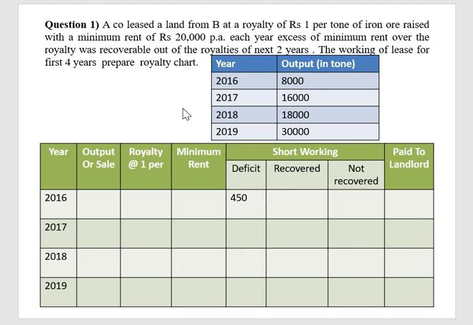Next, the working lease for the first 4 years. Prepare a royalty chart. From this problem, what is the given information? The minimum rent is given, 1 ton is equal to 1 rupee, the rate of royalty is 1 rupee, and 4 years of information. The 4 year royalty: 2016, 8,000; 2017, 16,000; 2018, 18,000; 2019, 30,000. These are the units.